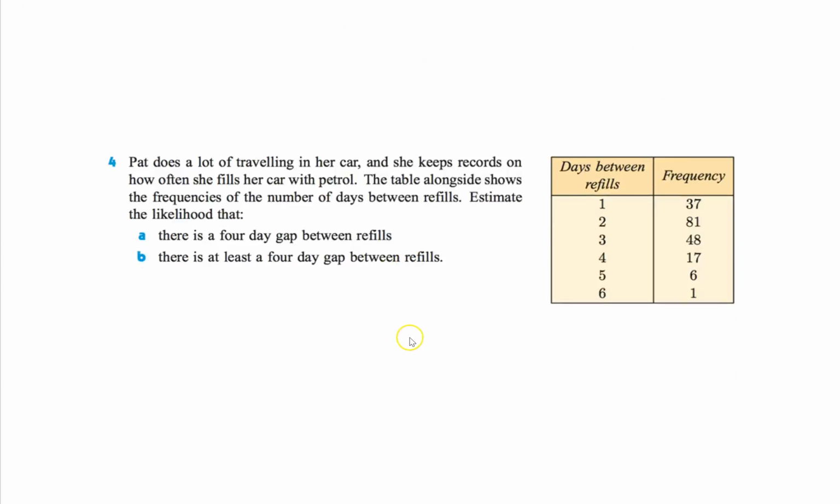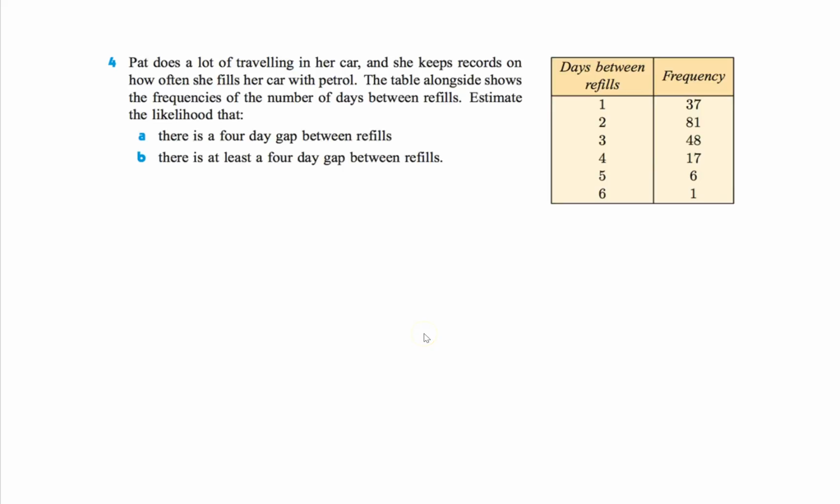Now let's move on to another quick example. Pat does a lot of traveling in her car. She keeps records on how often she fills her car with petrol. Over here is the days between refills. So 1 day between refills, 37 times. That's some low mileage. 2 days between refills, 81 times. 3 days between, 48. She must be driving like a muscle car or something. 4 days between, 5 days between, and 6 days. She must not have gone anywhere.